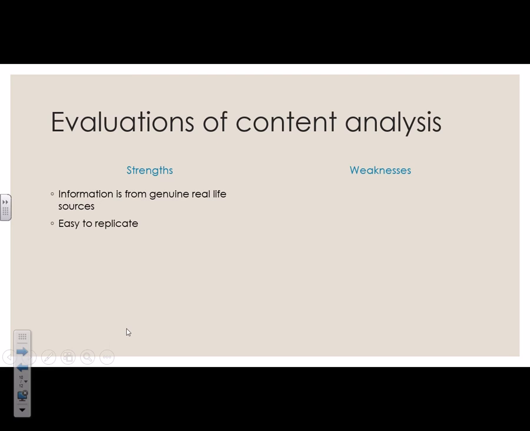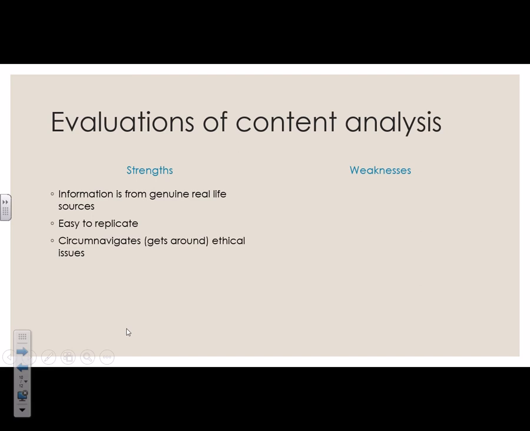It's very, very easy to replicate. Those newspaper articles that you read and conducted some analysis on, you can pass them to somebody else to conduct analysis on them. You can conduct a second analysis on them. So once you've collected the data, if you record everything accurately, it is very easy to replicate. Why is that a strength? Word that very carefully. Think carefully because we've talked about that.